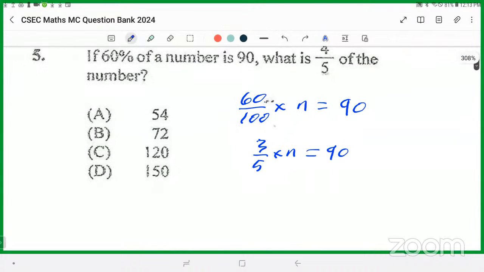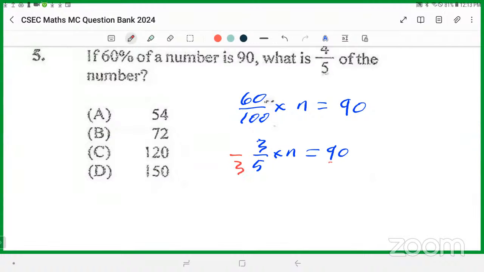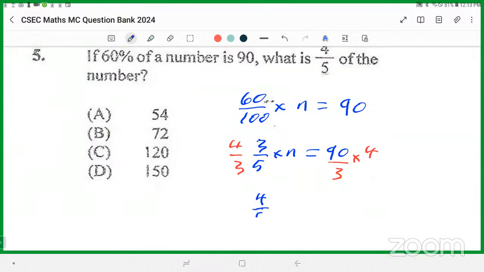So for it to become 4/5, I'm going to divide by 3 and divide this side by 3 as well to get rid of this 3, and then multiply by 4 and multiply by 4 over there. So this side becomes 4/5 of the number, because the 3 cancels the 3. Whatever this works out to is the answer. That is 120. 90 divided by 3 is 30, times 4 is 120. So the answer is 120.